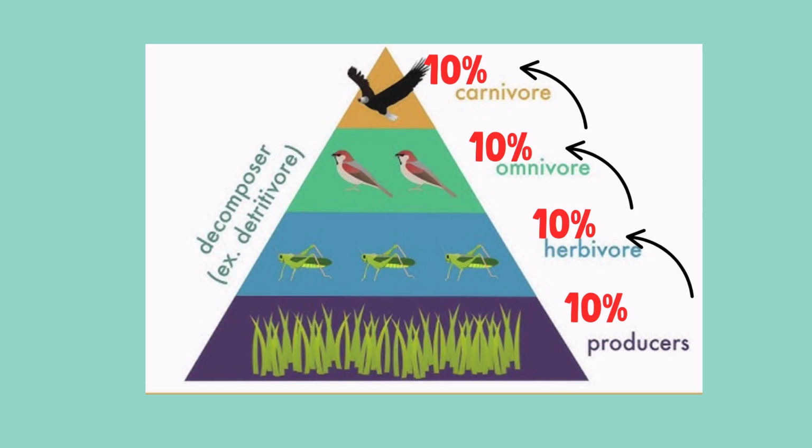Let's break this down. The producers get their energy from the sun, and then when the grasshoppers eat the grass, they get 10% of the energy that was in the grass. When the birds eat the grasshoppers, they get 10% of the total energy that the grasshoppers had, and so on.